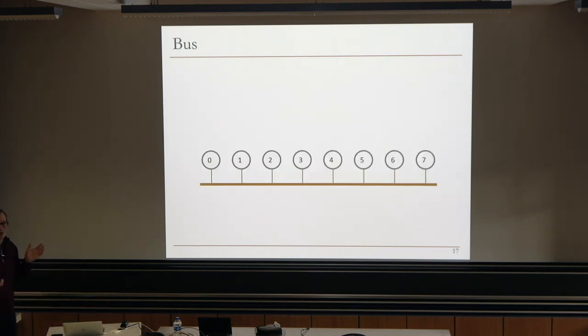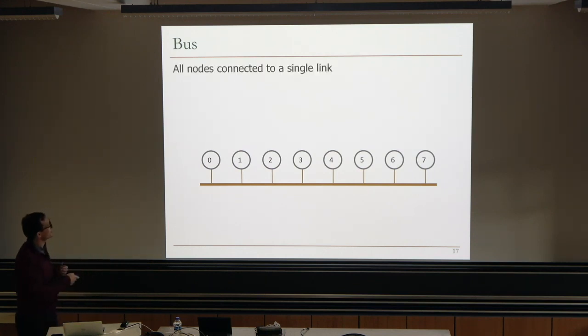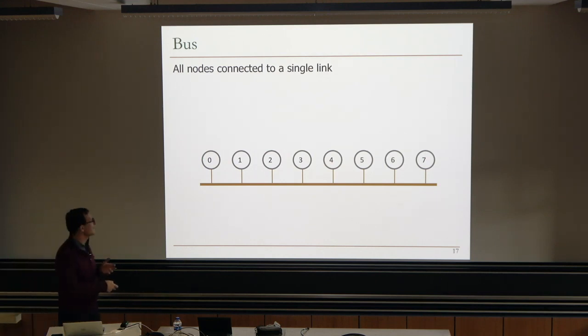Okay, so this is the simplest topology. You've seen this before. This is a bus. It has 8 nodes attached to it, or 8 endpoints attached to it. Essentially, it's a topology where all nodes are connected to a single link, and they communicate over that single link. Whenever a node wants to send a message to another node, it puts an arbitration request, and there's some sort of arbiter that arbitrates across all of those nodes, clearly.